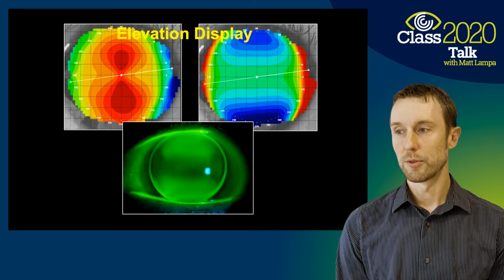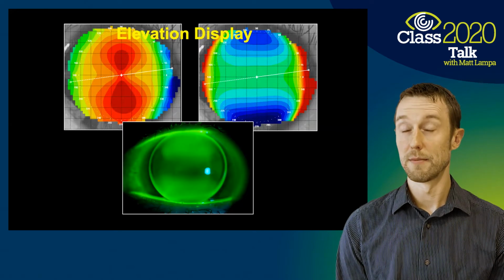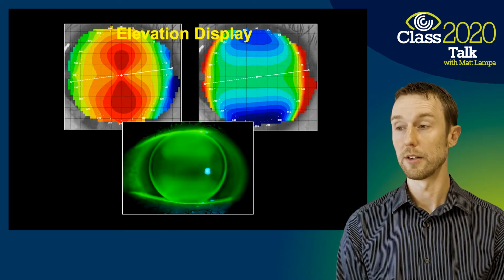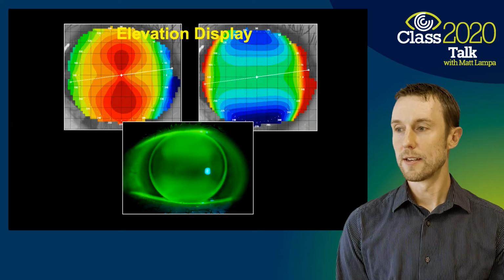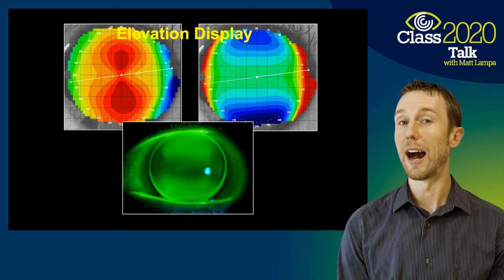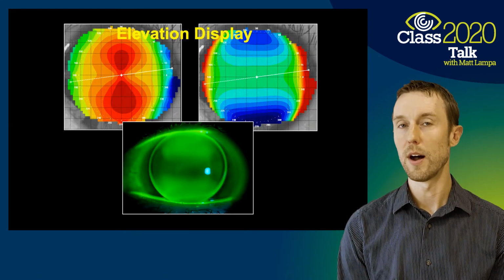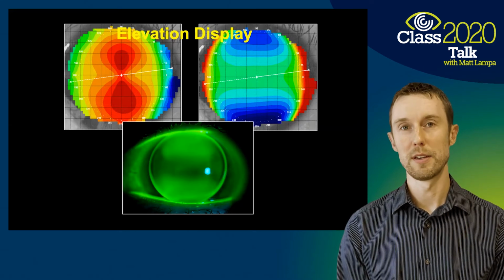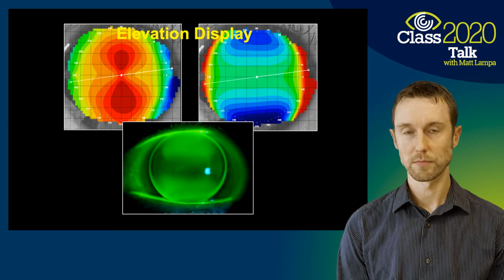Now, the elevation display can be a little difficult to get our mind's eye around what's actually happening, what the corneal topographer is trying to do for us. And that is, it's treating the eye, it's making some assumptions here. How high or low do we have to go up or down in terms of physical distance? And its measurement is in terms of microns.